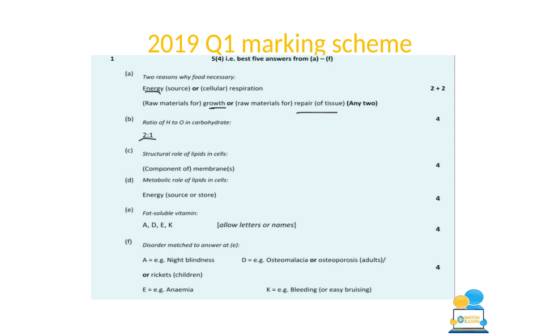in carbohydrates. This is not the case in lipids. There is no set ratio of atoms in lipids. The structural role of lipids in cells is that they form part of the cell membrane. The metabolic role for lipids in cells is an energy source, release or storage. Our fat-soluble vitamin that we looked at was vitamin D, and a disorder associated with a lack of vitamin D was osteomalacia, or rickets in children.